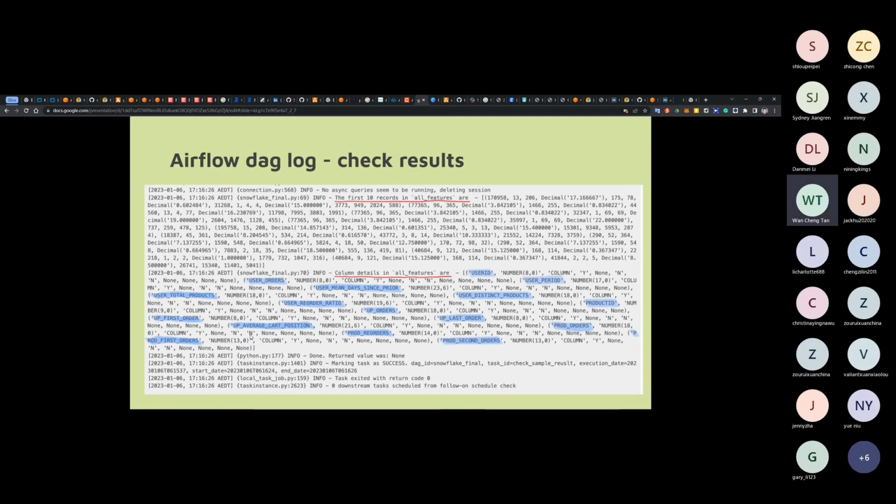As shown on this screenshot, there are 5 tasks in total. The raw data ingestion extracted the CSV files in S3 and loaded them into Snowflake. Then we did some data transformation and cleaning in the task feature table creation. Finally, we created the machine learning ready final table and unloaded it to S3. After these tasks, we check the final table in the DAG log, which is shown on the next page.